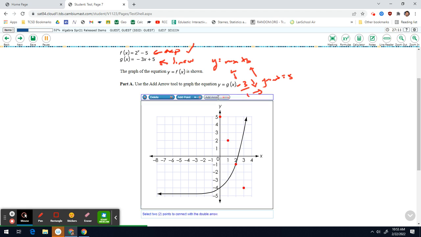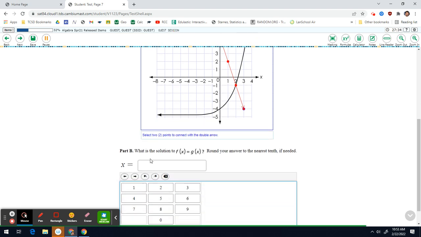And now I'm going to grab the arrow tool, add the arrow, and I'm going to start at the top left point and go all the way down to the bottom. If you stop here, if you only do it one time, notice that this line is not long enough. We need it to intersect with the exponential curve. So I'm going to draw it longer, so that's why I counted multiple slopes. So that would be my graph.